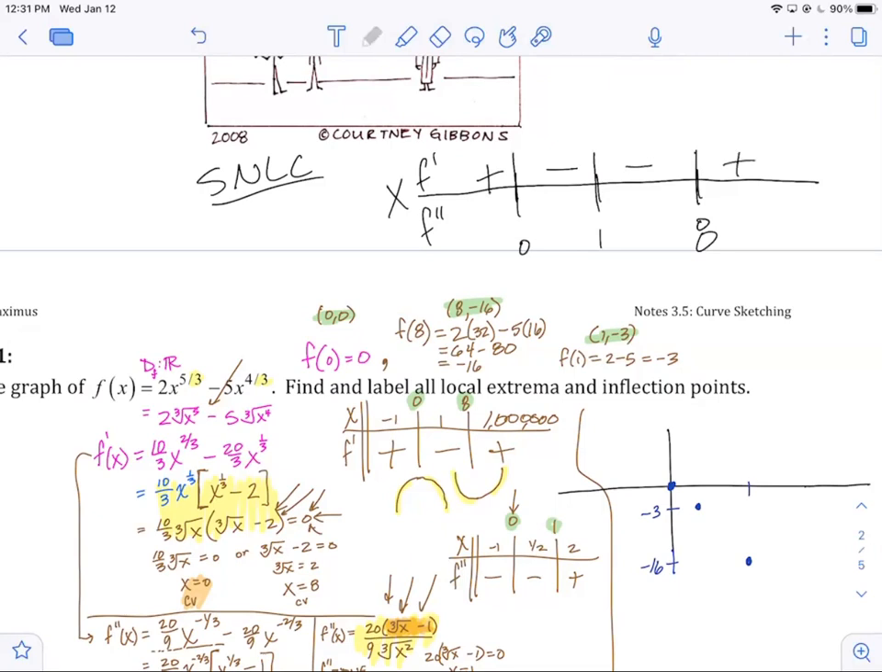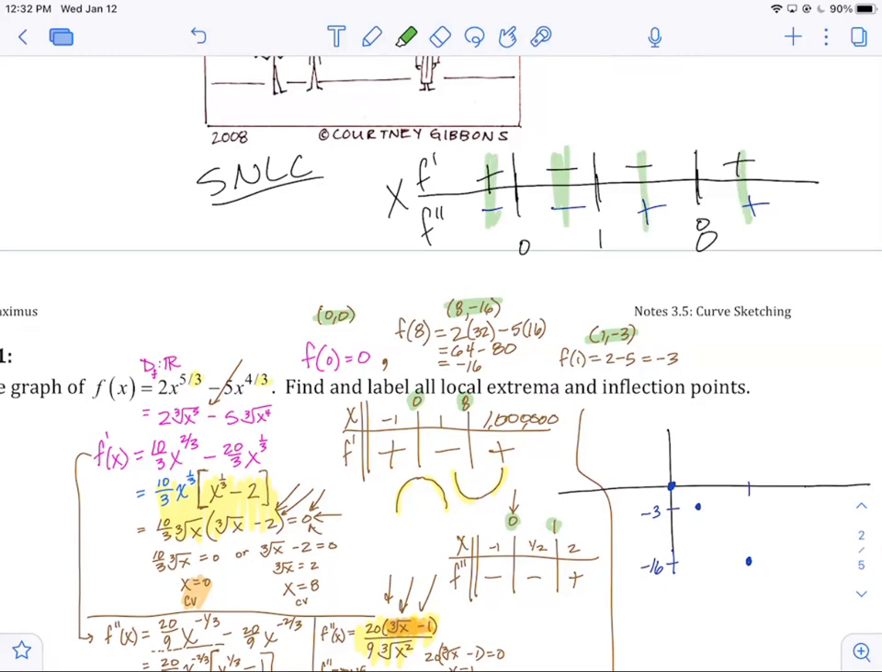And now we'll come back and put the concavity information on there. To the left of 0, my concavity was negative. Between 0 and 1, it was negative. And then everywhere to the right of 1, including to the right of 8, it was positive. Okay. So what this does is it just helps you organize what's happening on each interval.